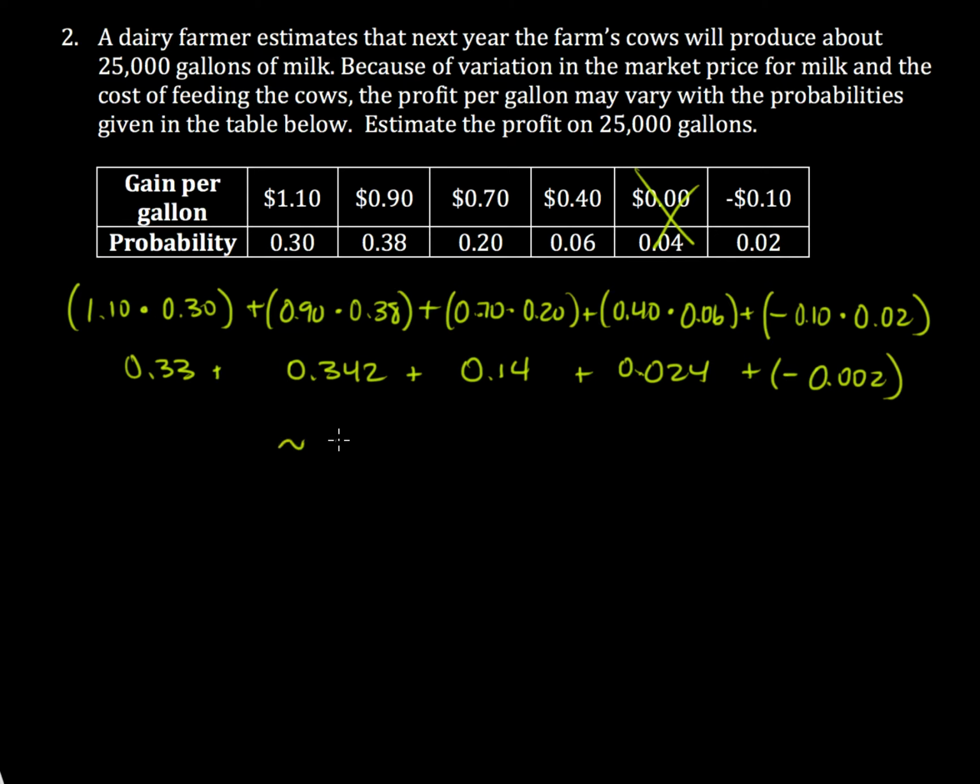gain of about 0.834 per gallon, right? Because this is all gains per gallon. So this farmer stands to make about a little over 83 cents per gallon. Now if I take that and multiply it times the 25,000 gallons that he expects to produce, we're going to get an answer of this farmer making a profit of, or expecting a profit of about $20,850.